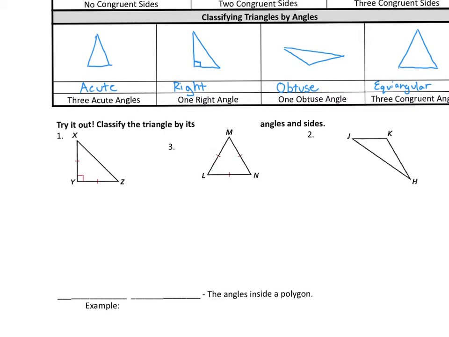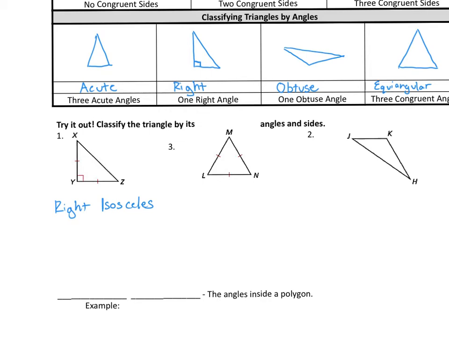So here, let's try to classify this. I notice at number 1 that it has the square in the corner, so I know this is a right triangle. And so it's automatically a right triangle. Two of the sides are congruent, so it is considered a right isosceles triangle. So we're just going to write down right isosceles as our answer here.